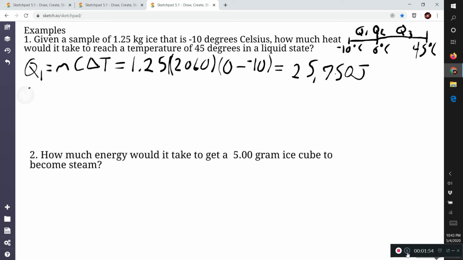Now, the second step, where we have to jump through the barrier, we have to use the formula mass times the heat of fusion. Well, the mass of the water is not going to change. We have 1.25 kilograms. The heat of fusion for water, and it doesn't matter if it's liquid or ice, the heat of fusion will be the same here.